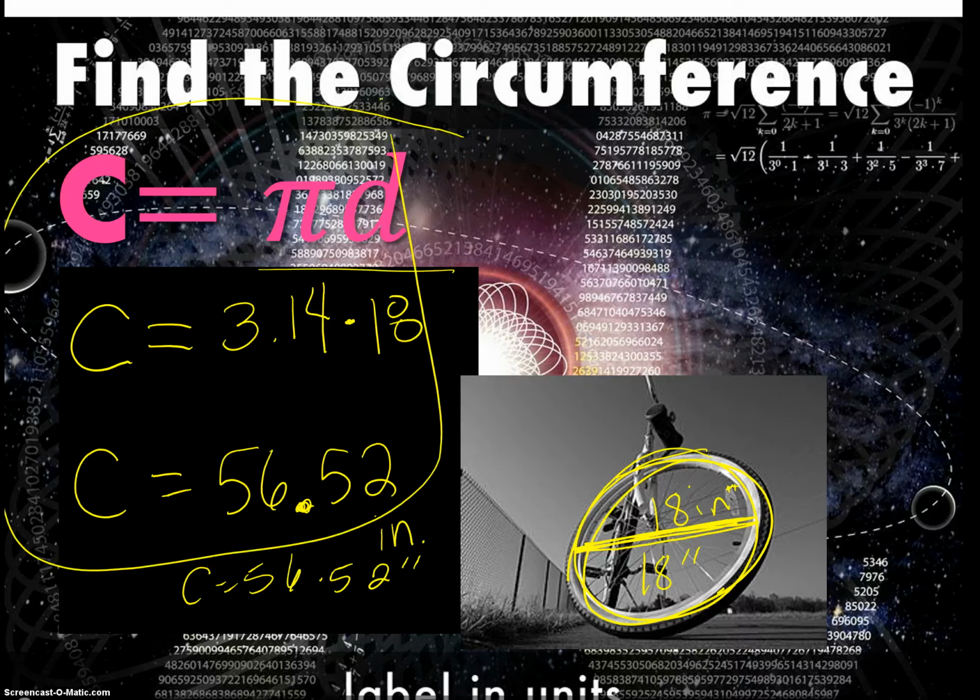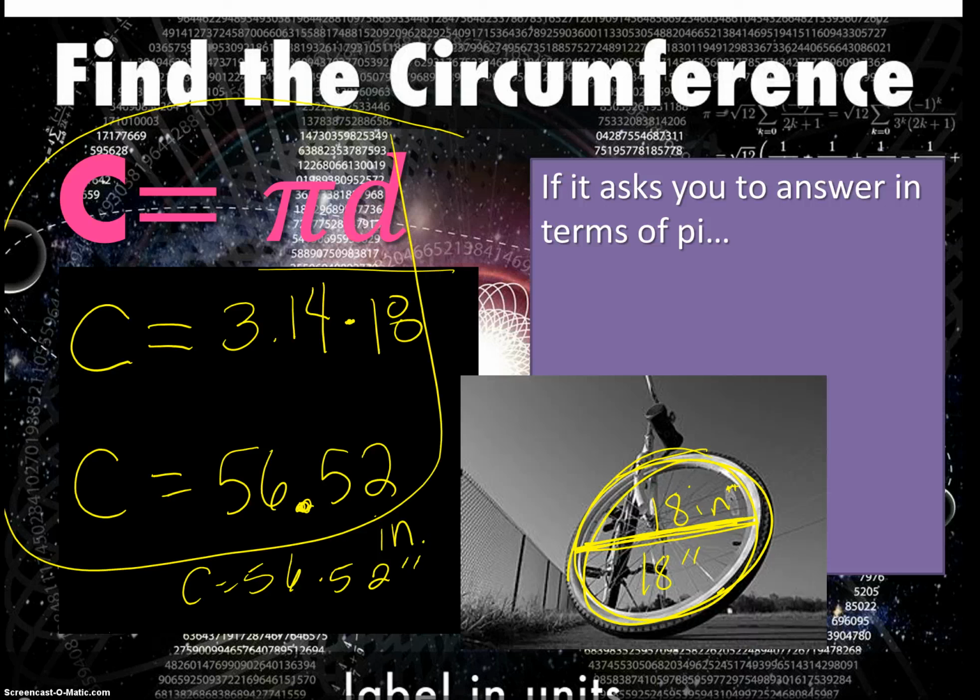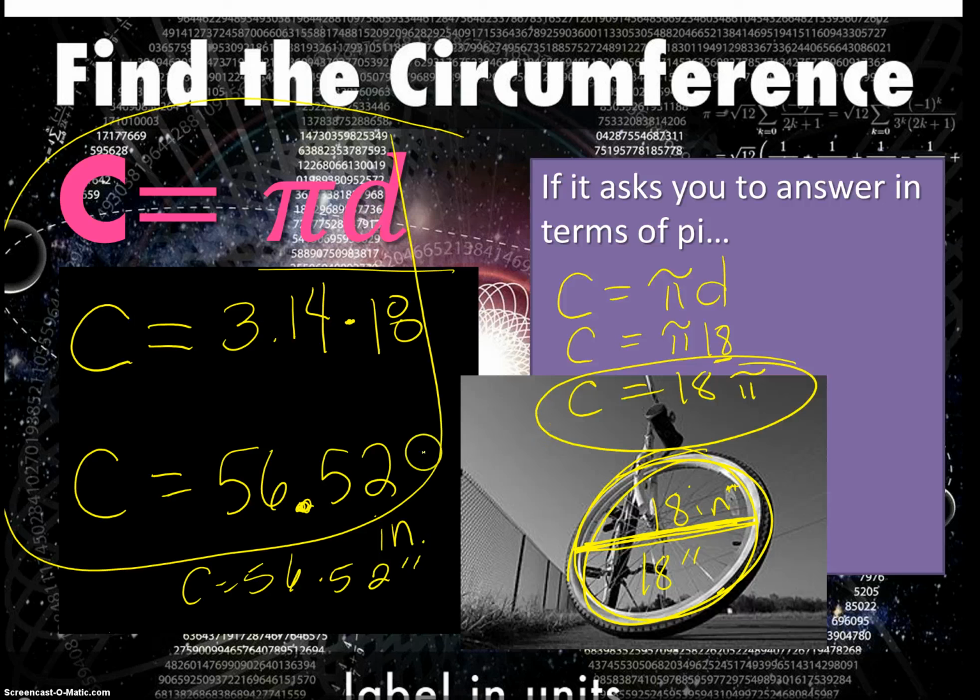Now, sometimes they ask you to answer in terms of pi. If that's the case, that means they want your answer with the pi left in. They want the exact answer. So you're going to just leave the pi and plug in the diameter. And then you're going to rewrite it with the coefficient, the number, coming first. So 18 pi is the same, or approximately the same, as that. Now, since we rounded this to 3.14, it's not exactly the same, but that's what we use in math so that we can compare answers. So mathematicians all around the world use 3.14 as an approximation for pi.